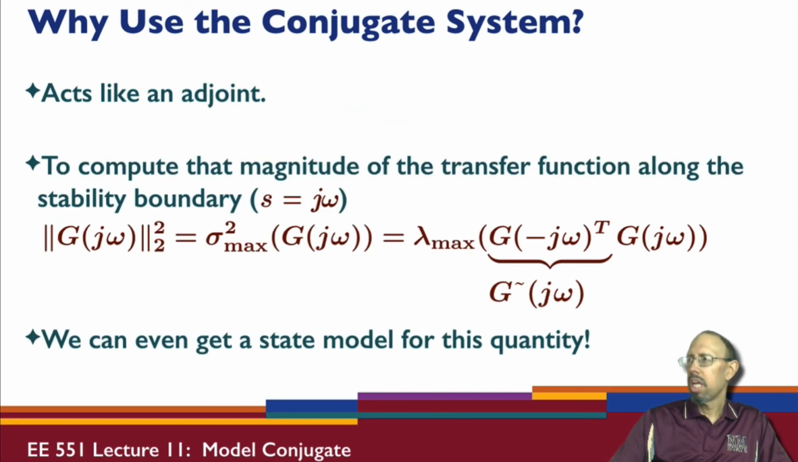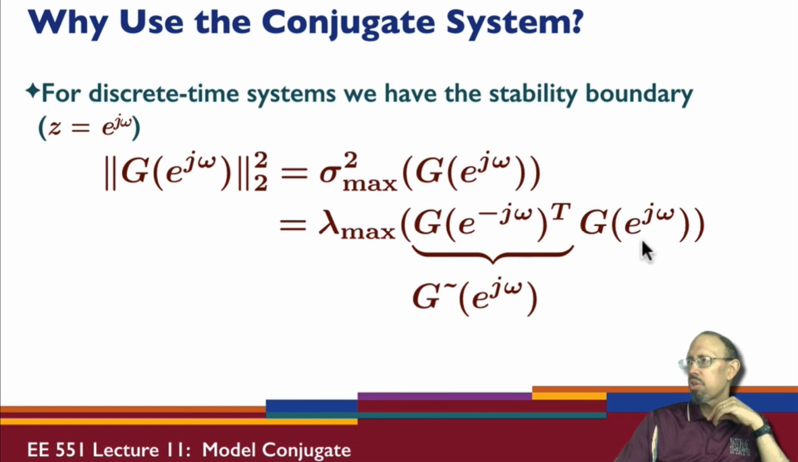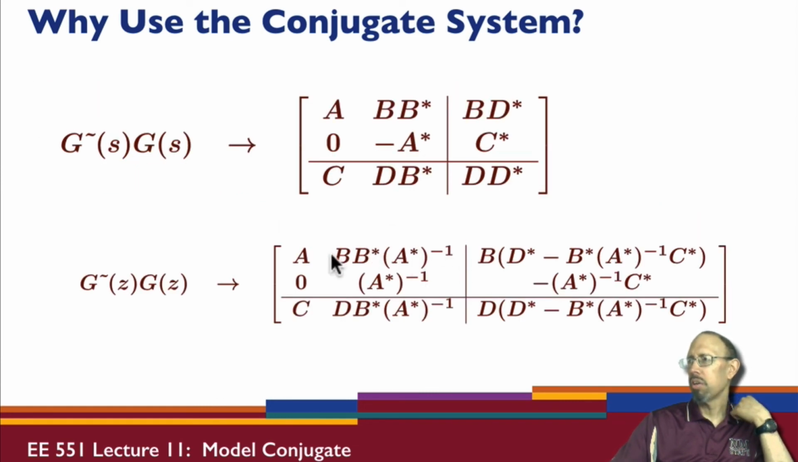So if I look at this quantity as a quantity, I can write down the state model for this quantity, and it's actually given here. And for this quantity in discrete time, I can write down its state model, and this is what we get in discrete time. Okay, so later on, we may want to use this when we are working with magnitudes of transfer functions. That is, the norm of the transfer function.